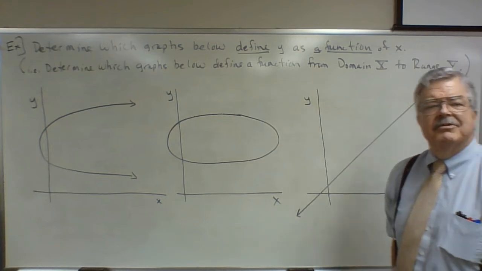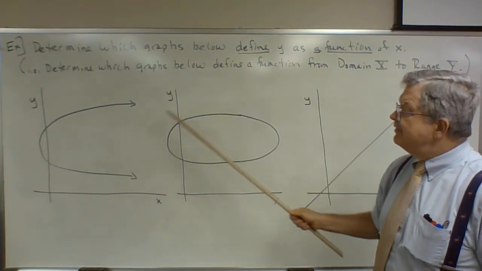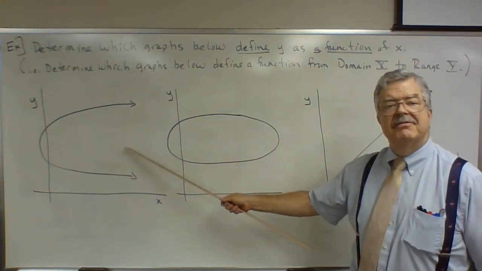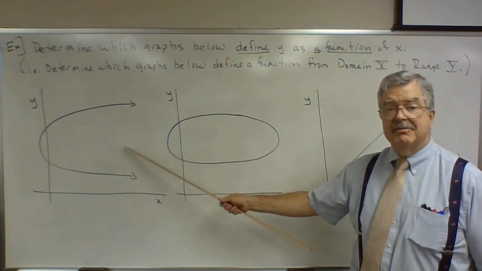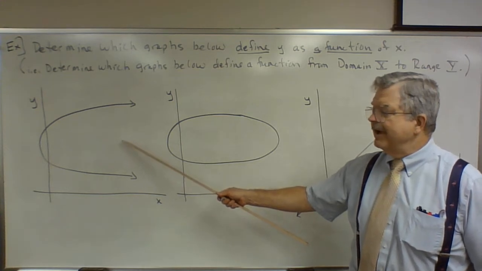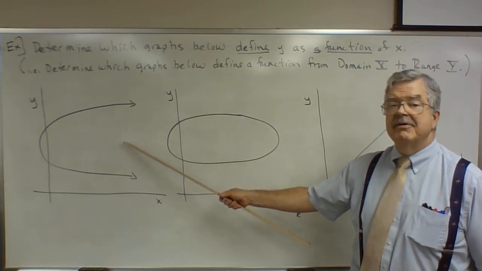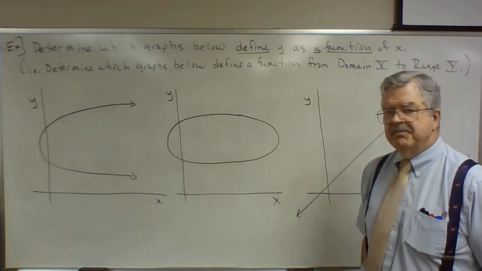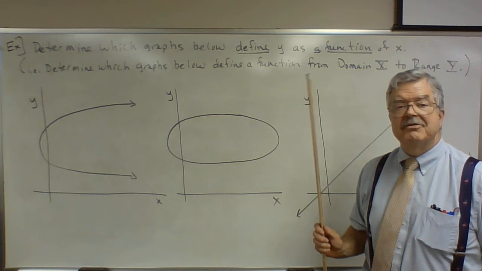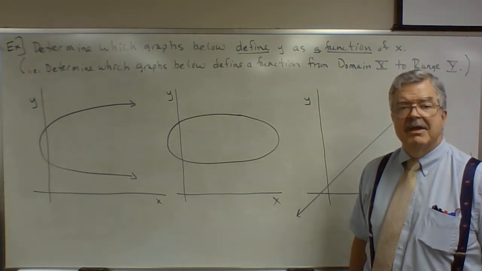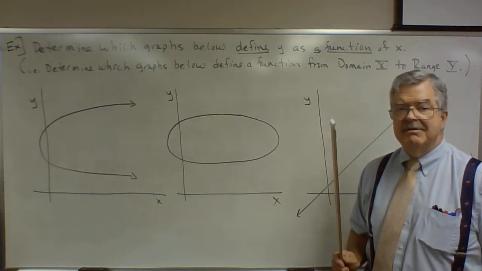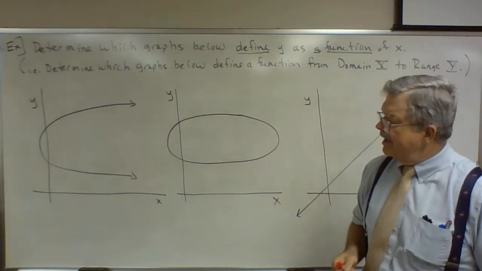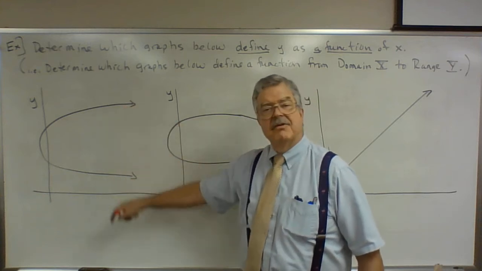Three more examples, everybody. And in each case, we want to decide whether the graph defines y as a function of x. In other words, does this graph define a function from set x, the domain, to set y, the range? And what's our determining criterion? The vertical line test. Let's see if we can draw a vertical line that intersects the graph at more than 1 point.